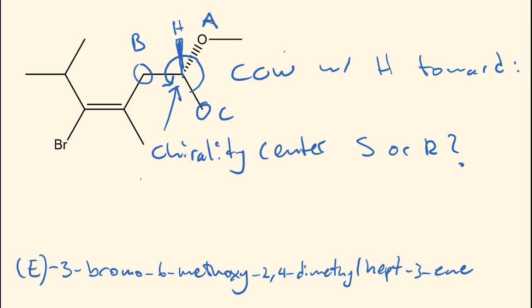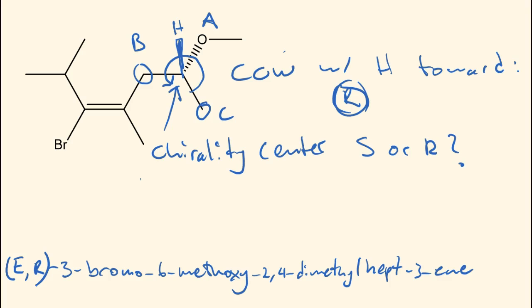Right? That means that the chirality center is in the R configuration. Okay? If the hydrogen happened to be pointing away from us and we had counterclockwise, it would be S. But it's R. Okay? That means that our stereochemical designation at the front of the molecule isn't just E. We need to put in E and R. Now our name is complete.